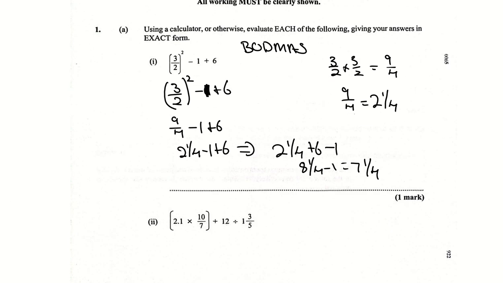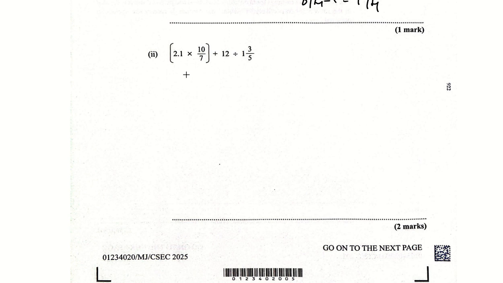The next question tells us 2.1 multiplied by 10 over 7 plus 12 divided by 1 and 3 over 5. In this question, it's a little bit special in that we have fractions and decimals. So either you change everything to decimals or change everything to fractions. I will change everything to fractions. 2.1 is 2 and 1 over 10, multiplied by 10 over 7, plus 12 divided by 1 and 3 over 5.